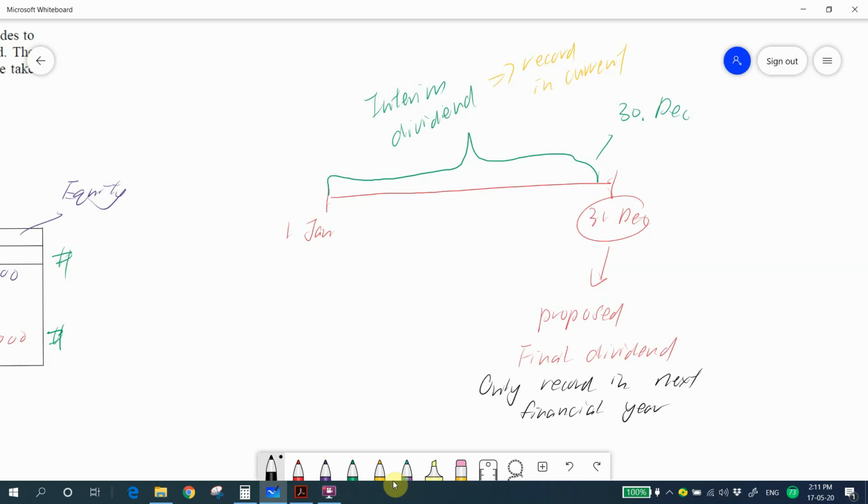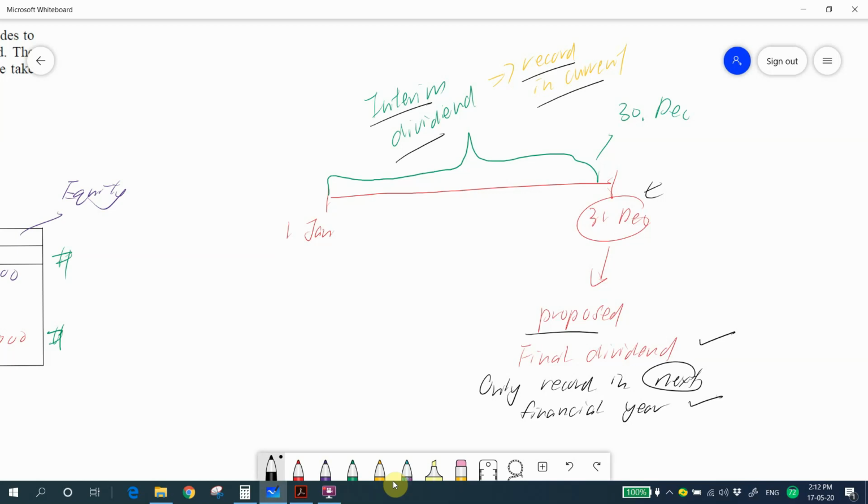I repeat, if the dividend is declared and paid in between the financial year, any day of the financial year, except for the last date, this is called interim dividend. When you have interim dividends, you have to record in the current financial year account. However, if you only have proposed dividend at the end of the financial year, we call it final dividend, and proposed final dividend we only record in next financial year.